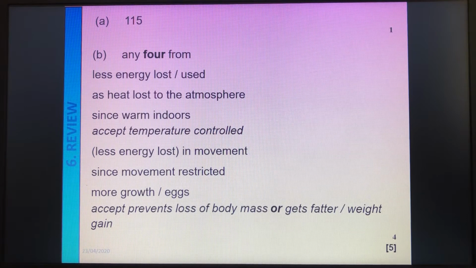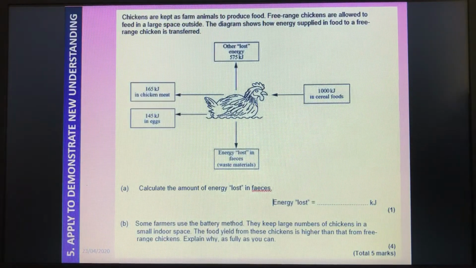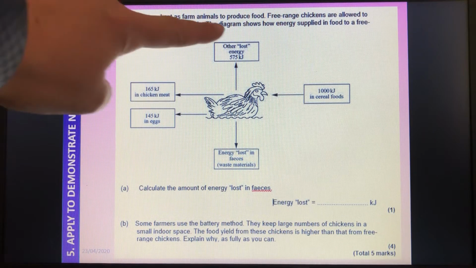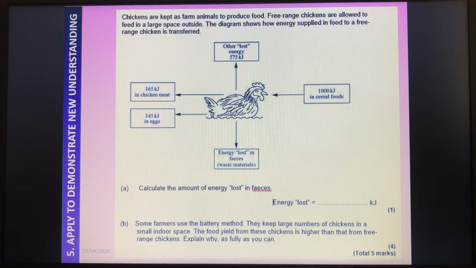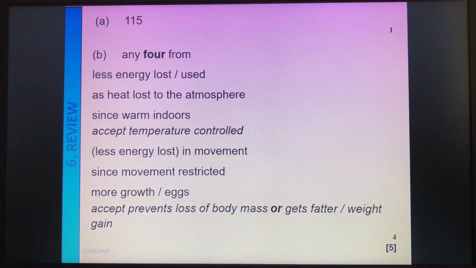So we've got 515 kilojoules, and that was because we knew that 1,000 went in. We took off the 575, the 165 and the 145, and that left us with 115 kilojoules. And then for our 4 marker of why there is a greater yield from the chickens that are kept inside rather than the free range is that they lose less energy. Okay, because they're not moving around as much, because they're close together, they don't lose as much energy as heat.